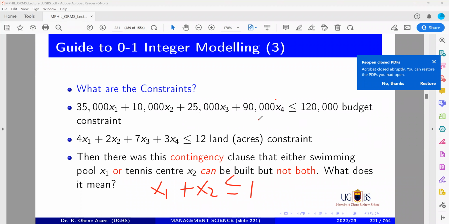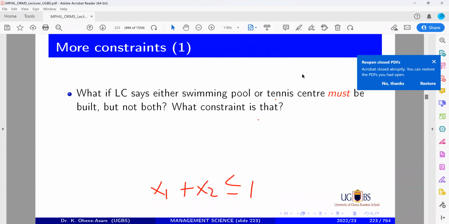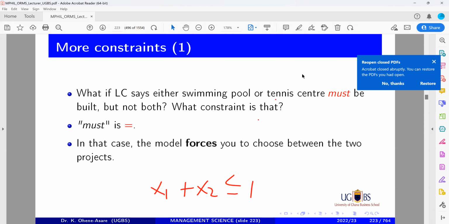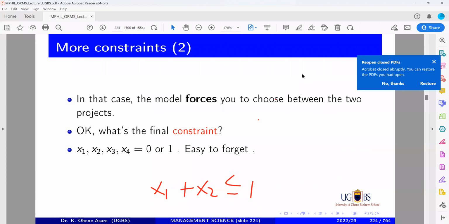Now let me see whether you have an understanding of these. Let's get to a couple of examples. The one I just went through is called a mutually exclusive constraint. And then the must be built, I've also gone through that. That one is forcing you, so that one is a multiple choice constraint. Let me ask you this.